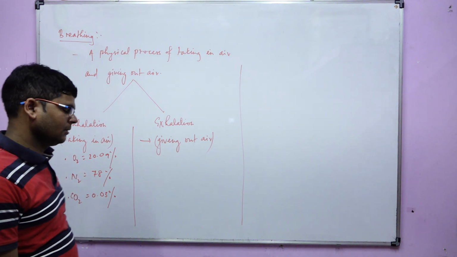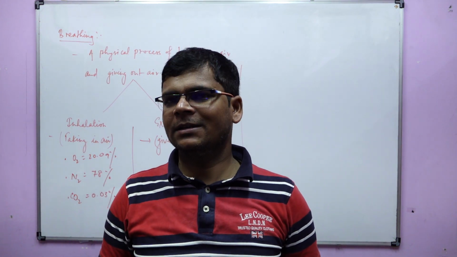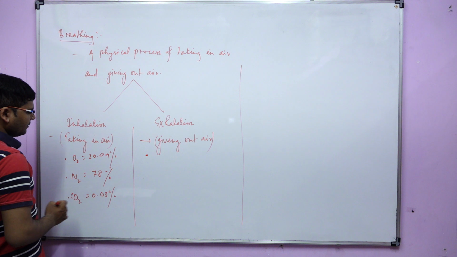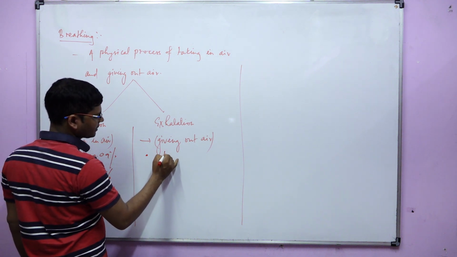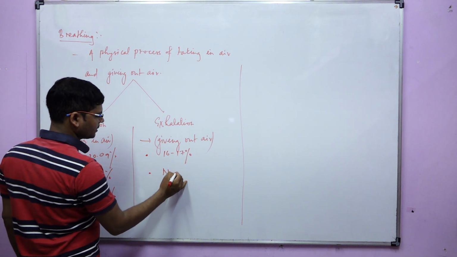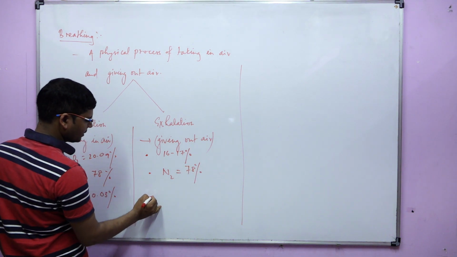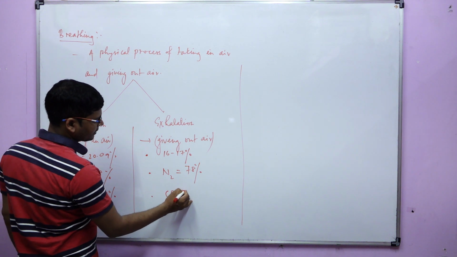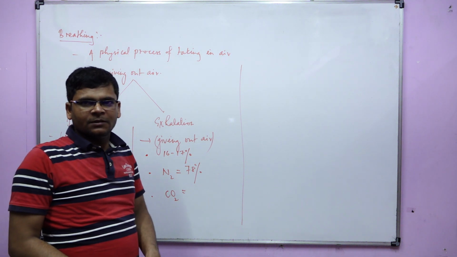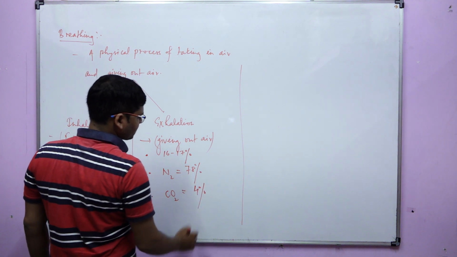Let us compare now the basic percentage composition of various gases that we exhale. Oxygen here will become 60 to 70% only. Nitrogen, since it is a non-reactive gas, there is no change, but a substantial change you can observe in the case of carbon dioxide, which we exhale, we give out. That gas, you will find, is about 4%.